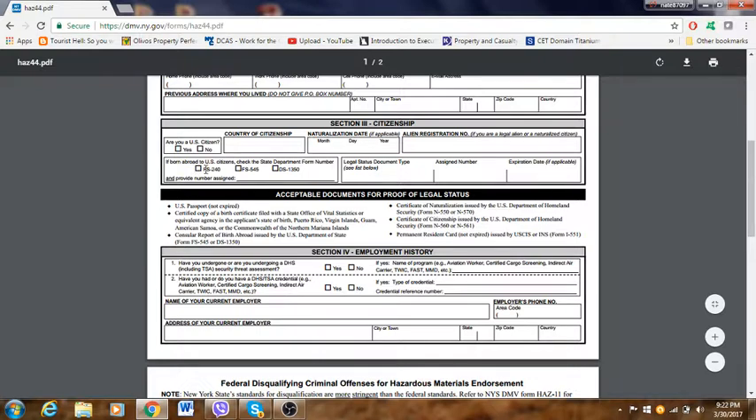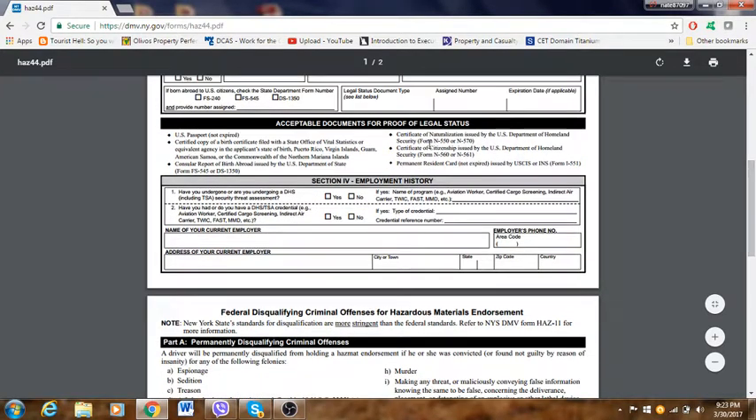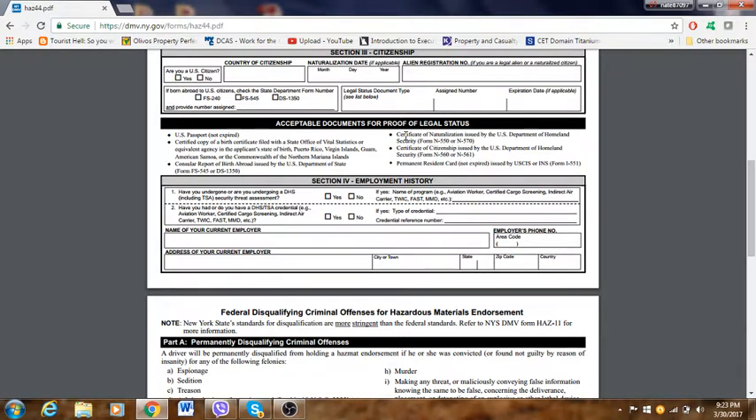If born abroad to United States parents, check the State Department form number. Again, this is for people that are born outside the United States. Whichever of these forms it is, make sure you check with it. Again, this is the legal status, assigned number, expiration date. Acceptable documents, proof of legal status. Just like I said before, before you send out this application, they want to see your acceptable legal status.